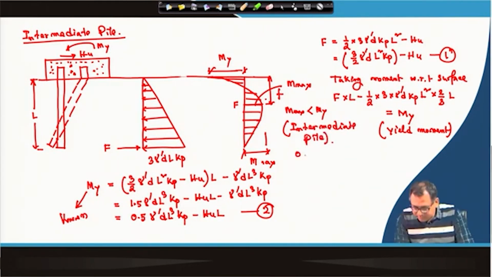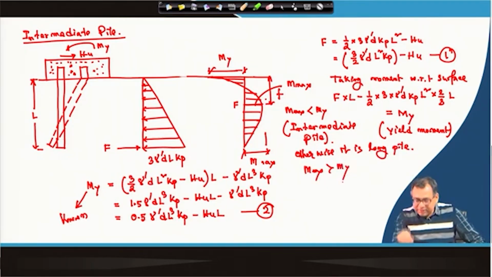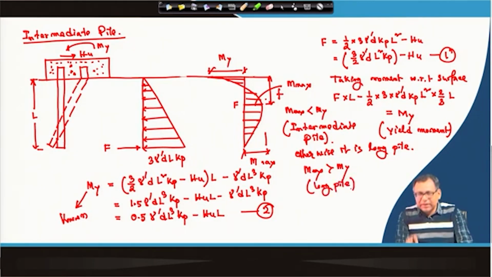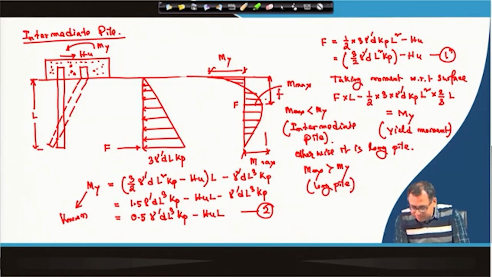Otherwise, it is a long pile. That means, if M max is greater than M y, which was the condition previously written, in such a case it is a long pile. But generally we will restrict it to M max equal to M y for the long pile, and that I will discuss in the next class.